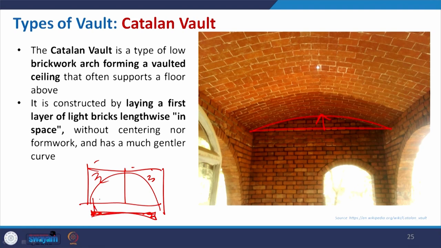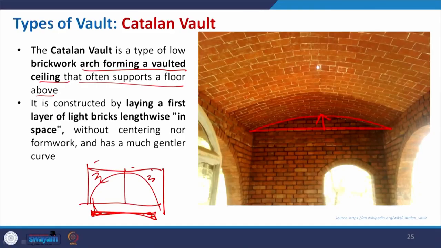So let us go through the text. The Catalan vault is a type of low brickwork arch forming a vaulted ceiling that often supports a floor above. Okay, that I already explained. It is constructed by laying a first layer of light bricks lengthwise and in space. So it is constructed one after another, and this requires very good expertise so that it will not fall.